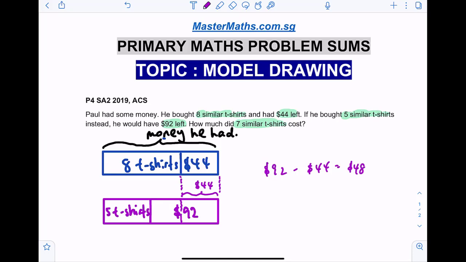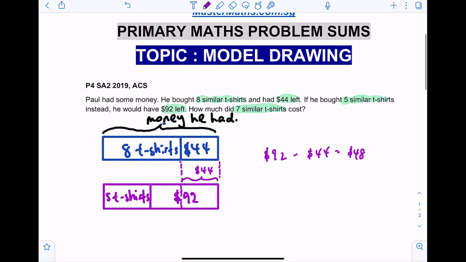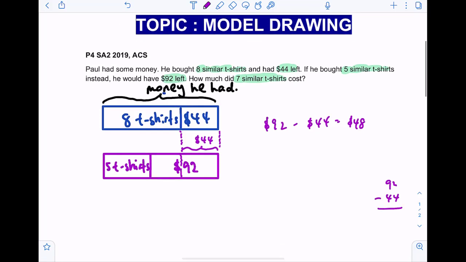Okay, please do your workings at the side, okay? Because this is actually a P4 question, so workings are needed. 92 take away 44. 8. That's right. This will be 8 minus 4, which is $48.